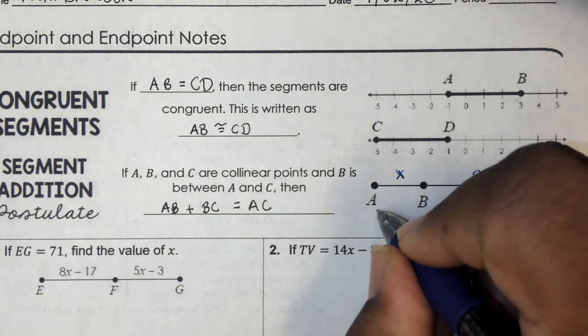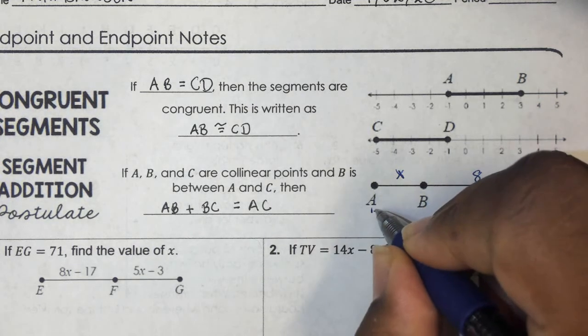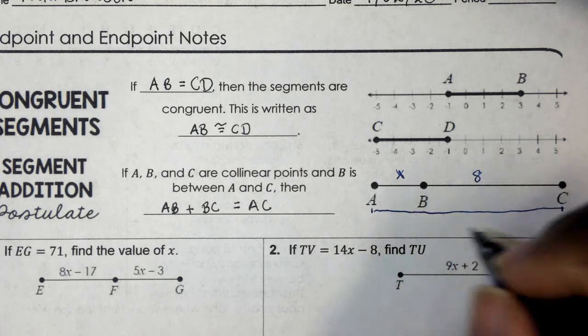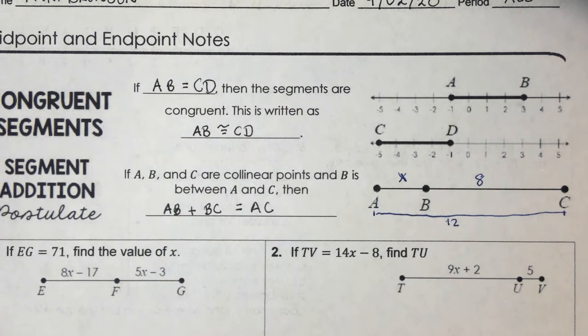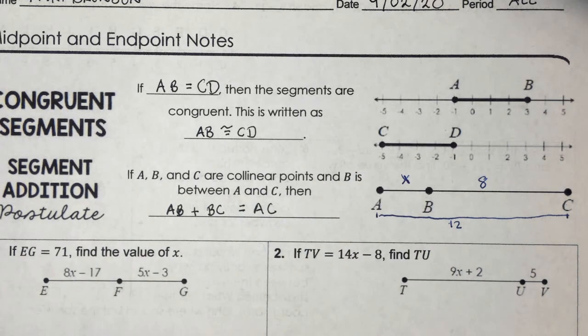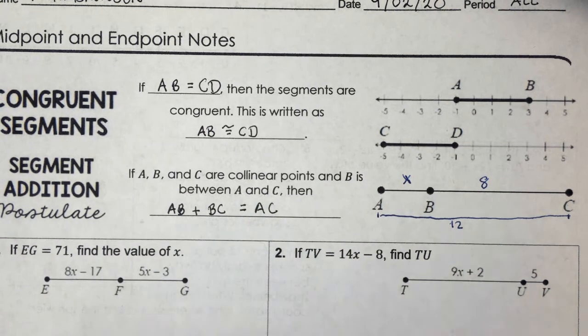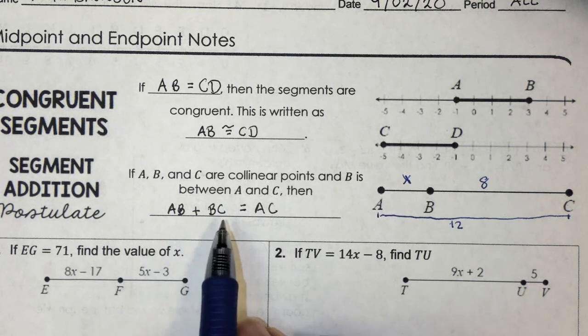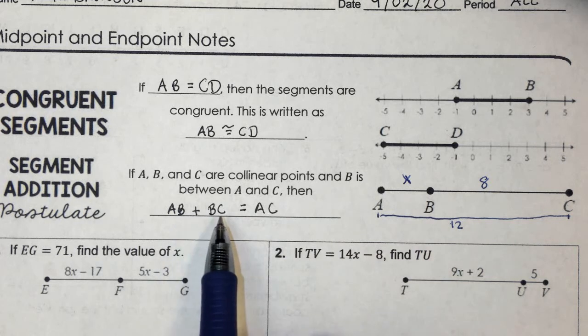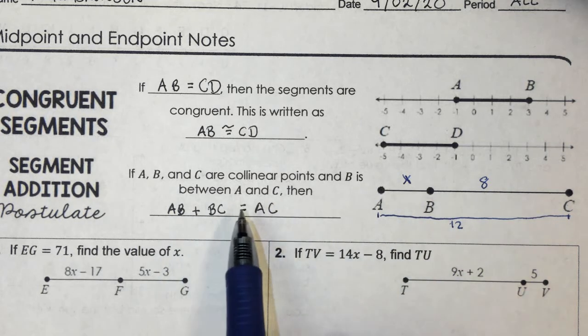And then I tell you, well, guess what? The whole segment itself, the full thing from A all the way to C, is 12. Then I will ask you, what's the value of X? Well, most of y'all with this one is very simple. You will say, oh, well, you got 8 over here, the whole thing is 12, this has to be 4. But what we're trying to get y'all to do is understand the postulate to the point where you can write an equation. So it says AB, which is here, plus BC, which is here, equals AC.